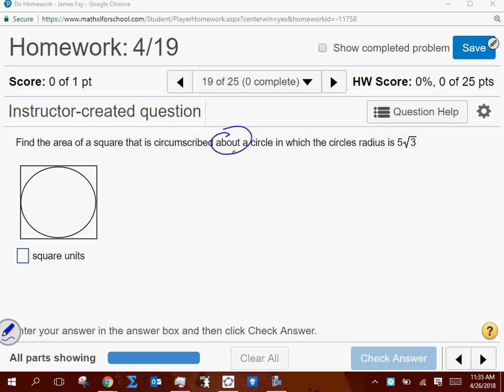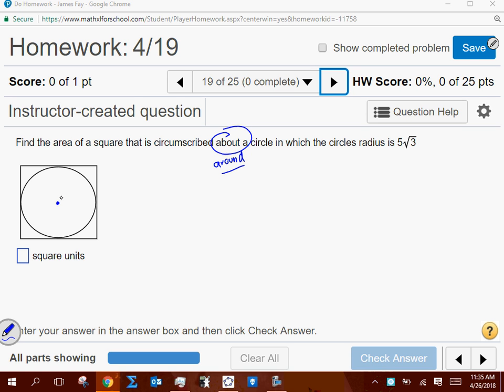I've always thought it's kind of weird to use that phrasing. It's what we normally use, but I like to think about the word around instead of about. Around is maybe a little bit better. And when you think around, you think circular, but it's on the outside. That's the way I think about it. Okay. So it's circumscribed around a circle. So hopefully it gives us this shape. Okay. Now it says the circle's radius is 5 radical 3, right?